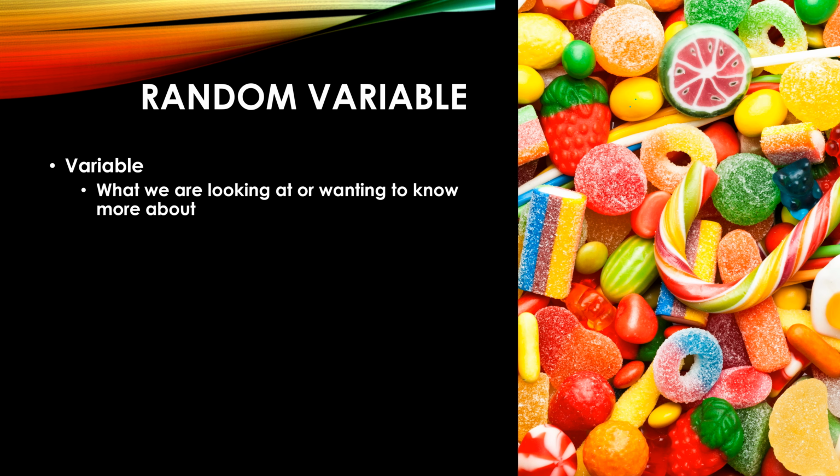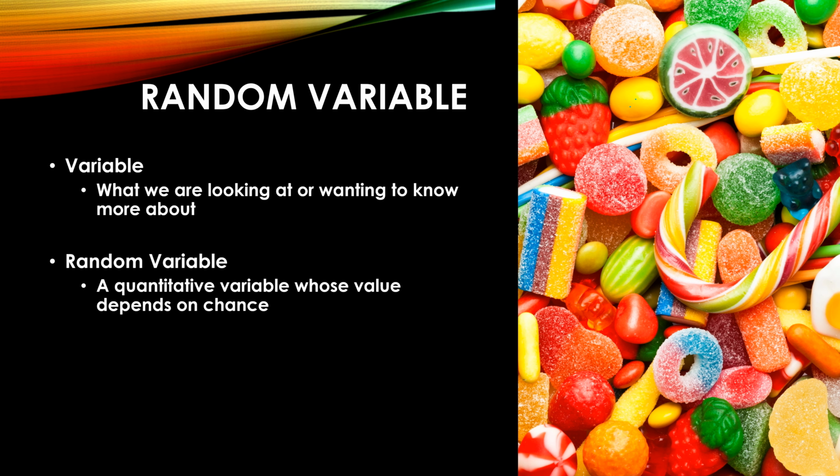All right, now let's talk about a random variable. Now, a very broad definition of a variable is what we are looking at or wanting to know more about. That encompasses a lot. Now, a random variable is a quantitative or numerical variable whose values depend on chance. So let's say that this candy over here we're going to look at and we want to know more about it. Specifically, we want to know what is the chance that we pull out one of these gummy hearts. So let's say we know that there are 12 gummy hearts in this entire bag of candy, and there's 250 pieces. So that random variable is what we're looking at, and this is how we calculate it: the number of occurrences over the total number of possibilities.